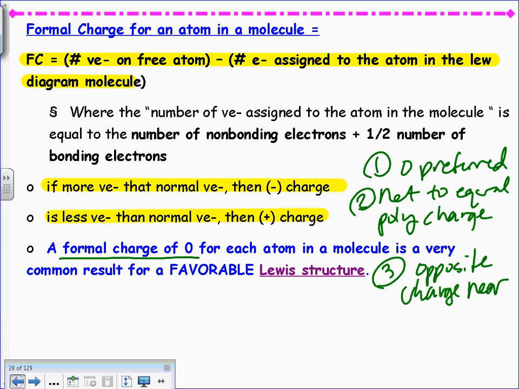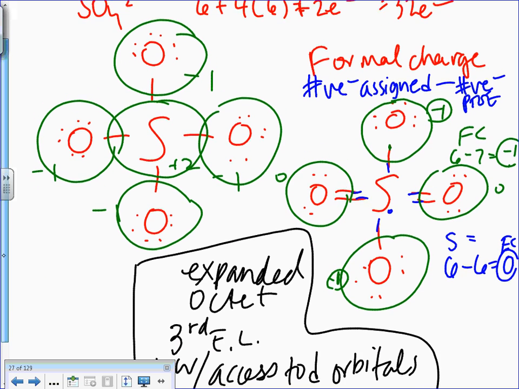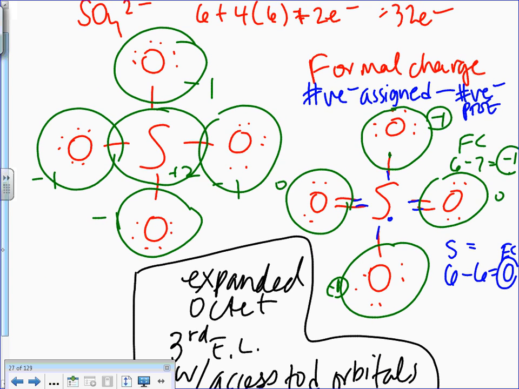Okay, so let's go back to that sulfate example. Here, on this one, we have a bonding pair here, here, here, and here, and sulfur, in this case, is assigned half of those, so that's 4 total. So 4 are assigned to it.